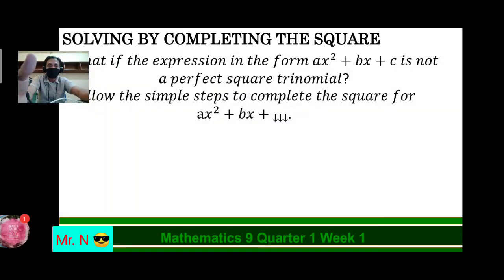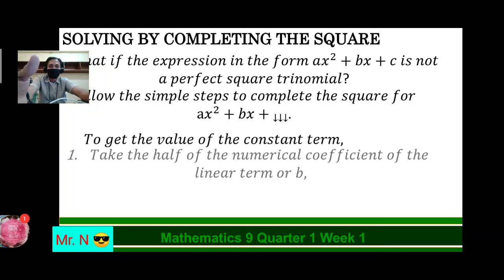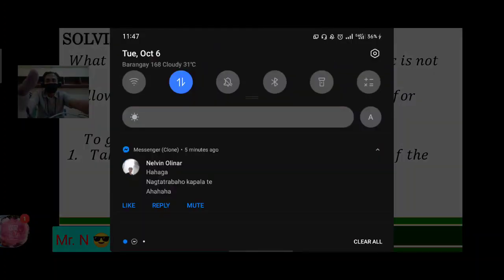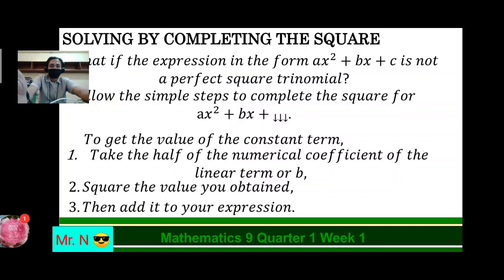These are the 3 easy steps. To get the value of the constant term, first step, take the half of the numerical coefficient of the linear term, or b. Step number 2, square the value you obtain. And then step number 3, add it to your expression.